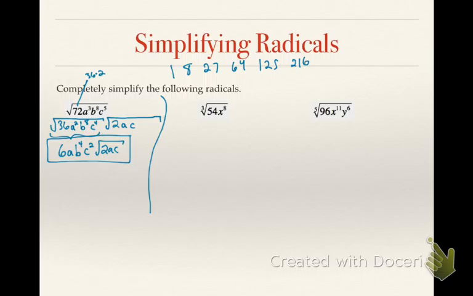Okay, but the highest perfect cube that divides into 54 evenly is 27. So I'm going to break this up into two cube roots. One's going to have a 27 and one's going to have the remaining 2 that's left over.